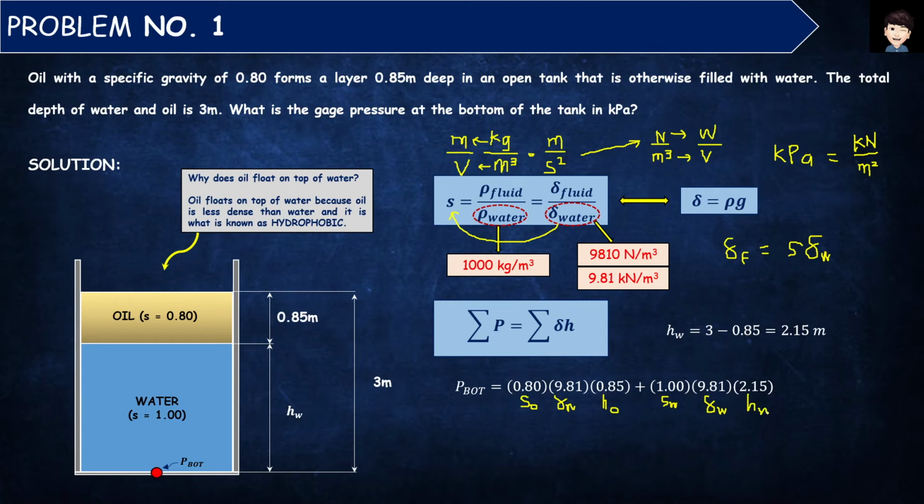So, if you calculate the sum of the pressures, you will get 27.7623 kilopascals. Kasi kung titingnan nyo dito, may unit na kilonewton per cubic meter times the height na meter. So, cancel. Ang matitira na sa baba ay dalawa. So, kilopascal. Okay? So, again, the pressure at the bottom is 27.7623 kilopascals. And that's the final answer. That's it.